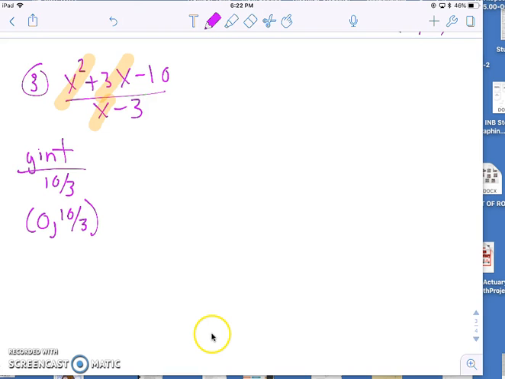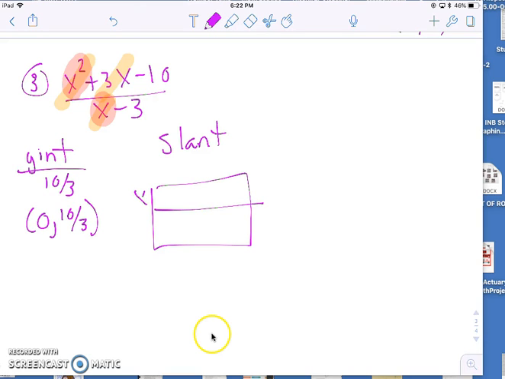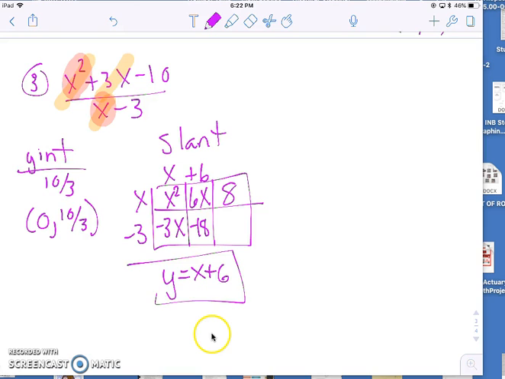Horizontal or slant. So I look at it, let's see, the bigger number's on top. That means there's a slant and we have to divide. So we have x minus 3. X squared there, so x times x, that would make negative 3x. We need positive 3x, so 6x. So plus 6, 6 times negative 3 is negative 18. We only want negative 10, so we have an 8 there. So it's at y equals x plus 6.